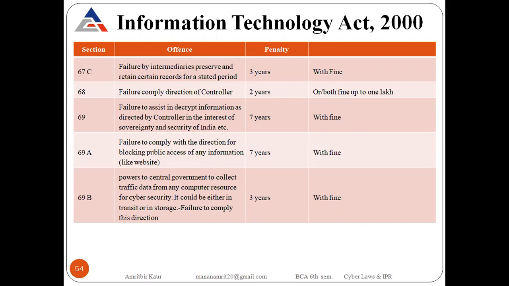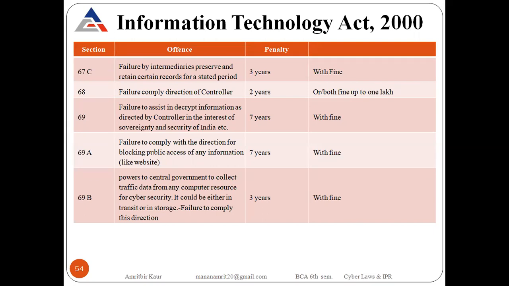Then section number 69A, failure to comply with the direction for blocking public access to any information, like a website, for example, a denial of service attack. In that case, the penalty is imprisonment of 7 years with fine.